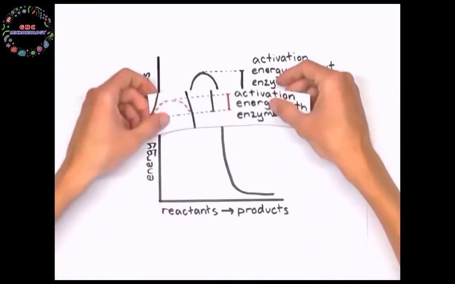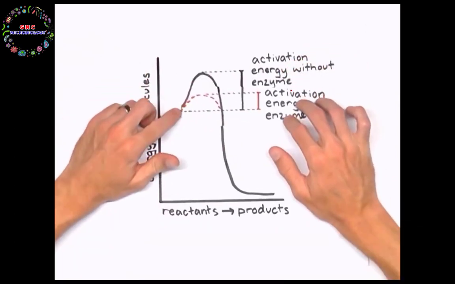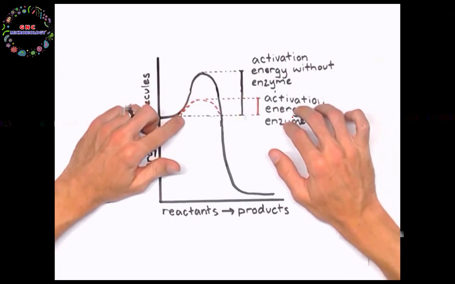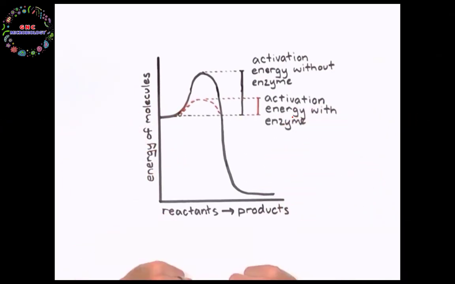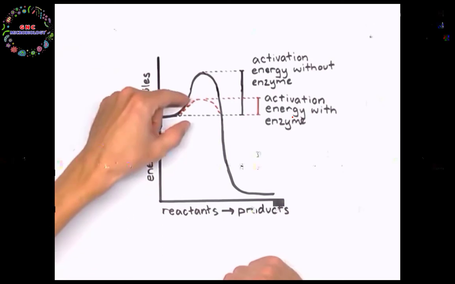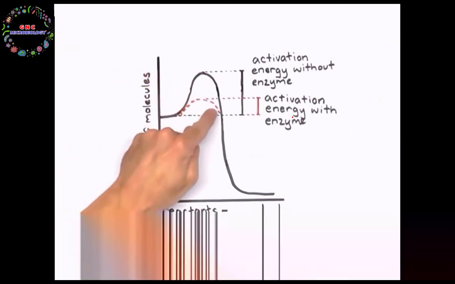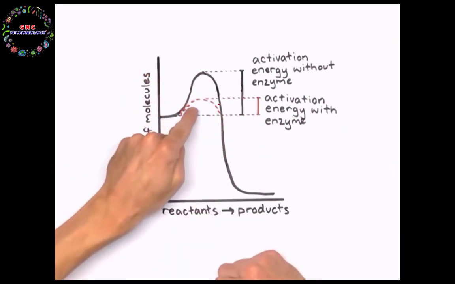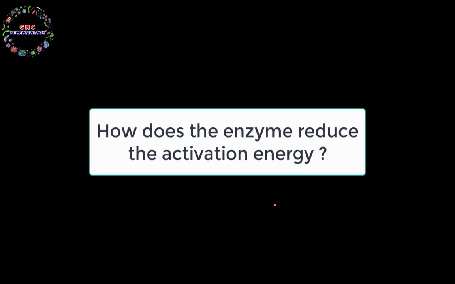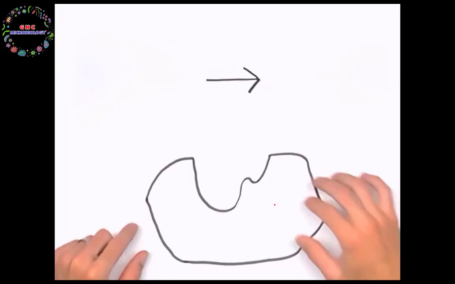When we add the enzymes into the reaction mixture, okay, there you can see the activation energy with the enzyme is quite less. Okay, a small activation energy is required. So ultimately the reactant molecule goes to the product. Okay. So how does an enzyme reduce the activation energy?